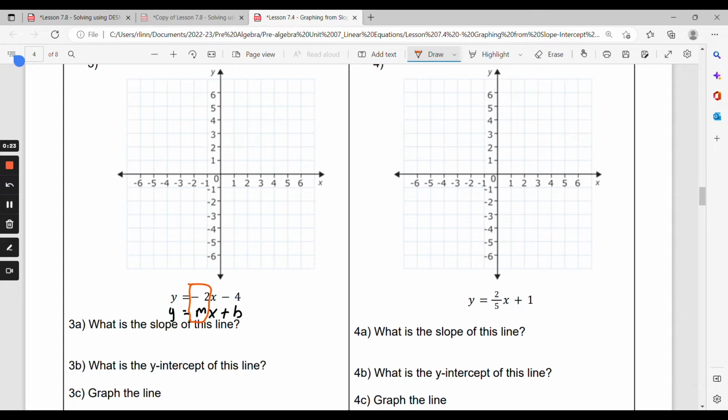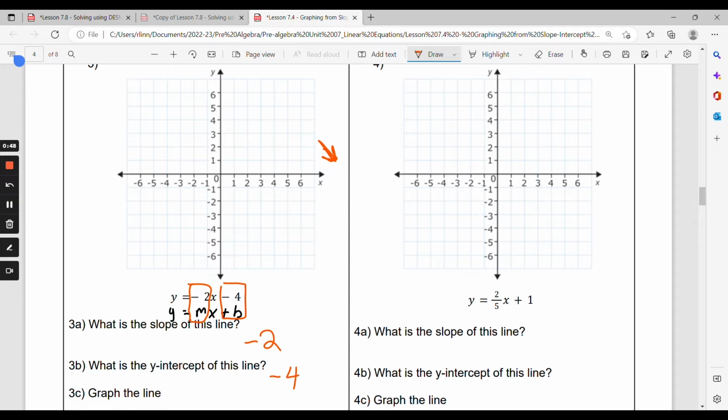So I know that this is going to point down, and I'm going to go ahead and just put a little down arrow right there just so I know that that slope's going to be negative, just to hopefully catch a mistake if I happen to make one. So the slope of this line is -2. Now the y-intercept of this line is going to be that constant at the end, and that constant is -4, so we have -4 is our y-intercept.